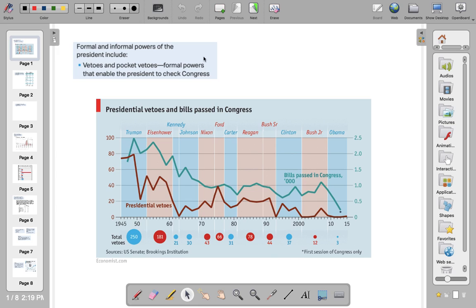Now, here's my advice. If you get an AP test question where it talks about how the president can check the power of Congress, your go-to answer is the power of the veto. Let's get into this a little bit, though. Remember, Congress means the Senate and the House of Representatives. The Senate has 100 senators, and the House has 435 representatives.